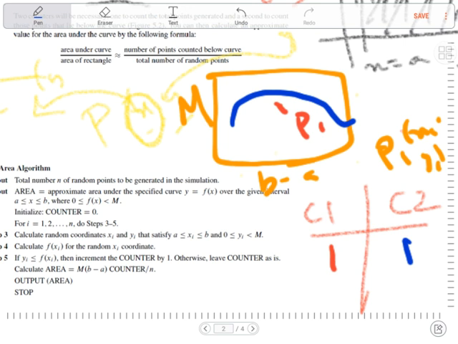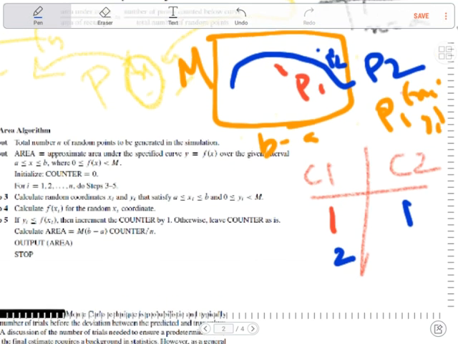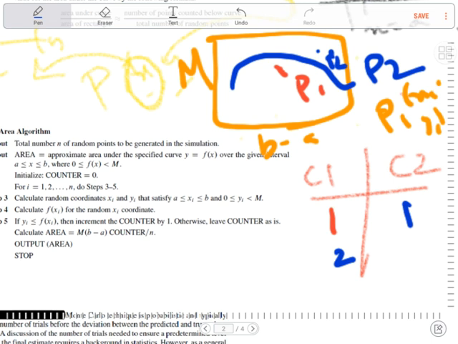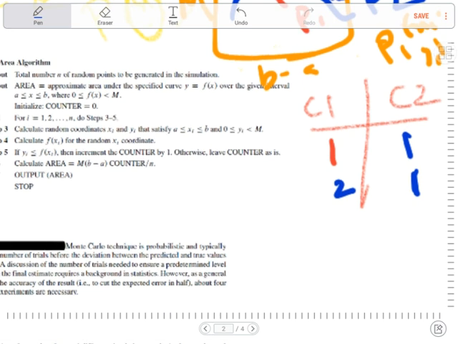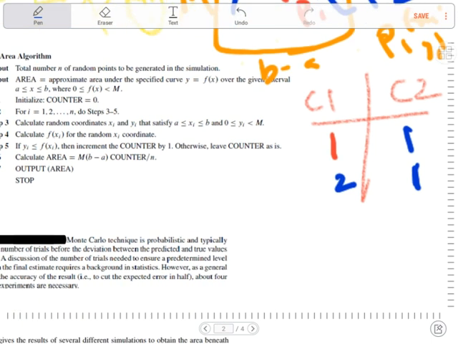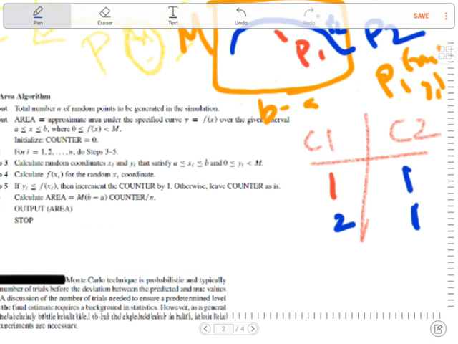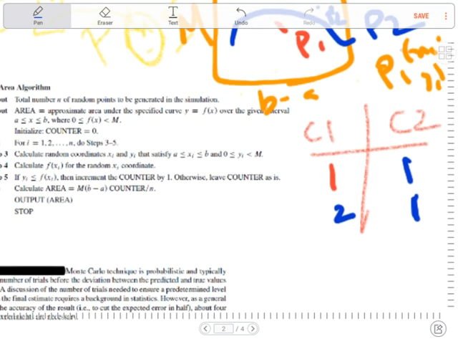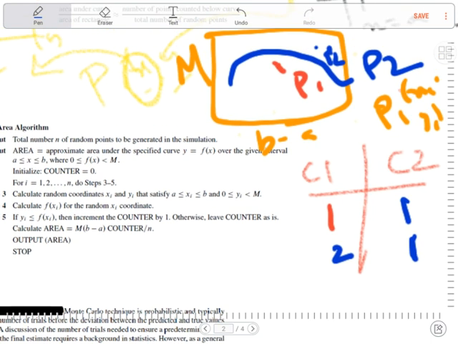Now we consider another randomly generated point, P2. Suppose P2 is lying here. Again P2 is lying inside this rectangular region, so this will become 2 now. But it is lying outside the required area, so the other count will remain as it is, 1. Similarly we will go on generating many points and putting C1 equals C1 plus 1 whenever my point is lying within the rectangular region, and whenever that point is lying below the curve, we will put C2 equals C2, whatever value it had in the last stage, plus 1.